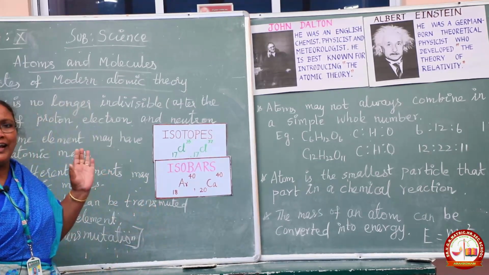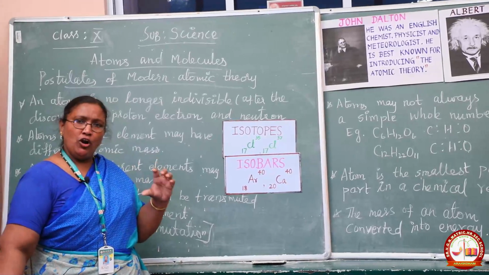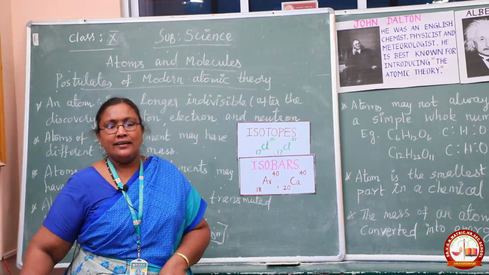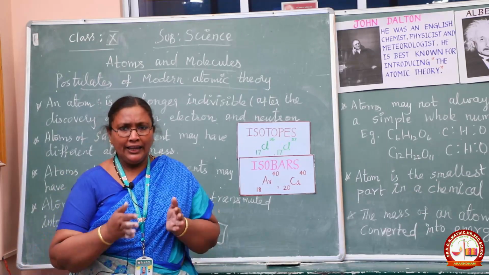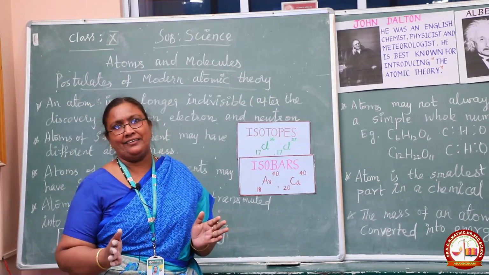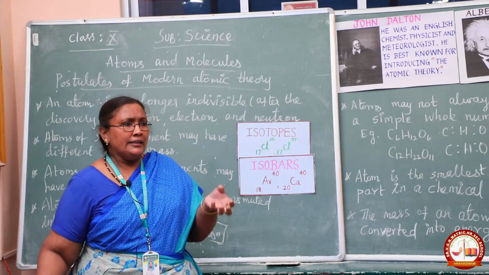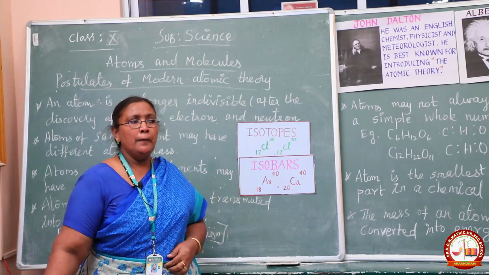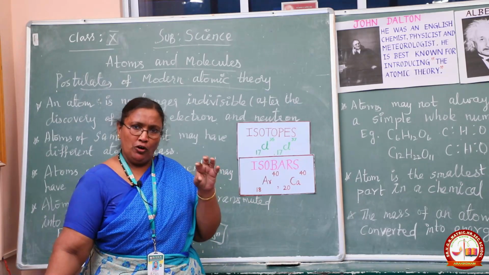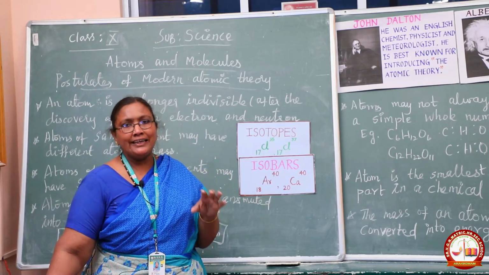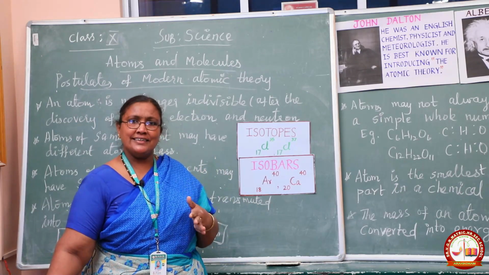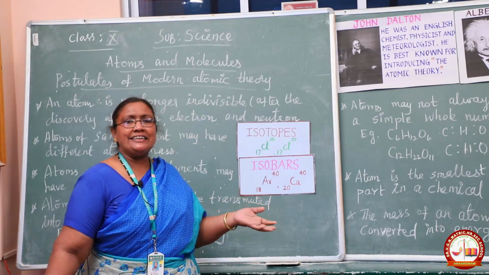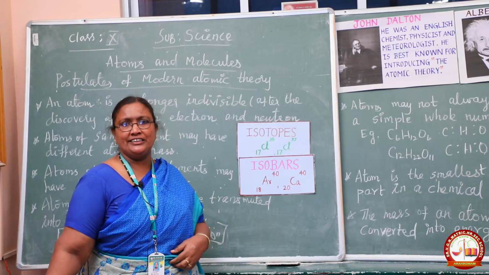Now, move on to atom. John Dalton took that atom word from the Greek language atomos, which means indivisible. Indivisible means we can't separate. He gave some postulates. Those postulates are called John Dalton's postulates. But a few postulates of John Dalton's theory were found incorrect by later research done by some scientists. Who are they? J.J. Thomson, Rutherford, Schrodinger, Niels Bohr.